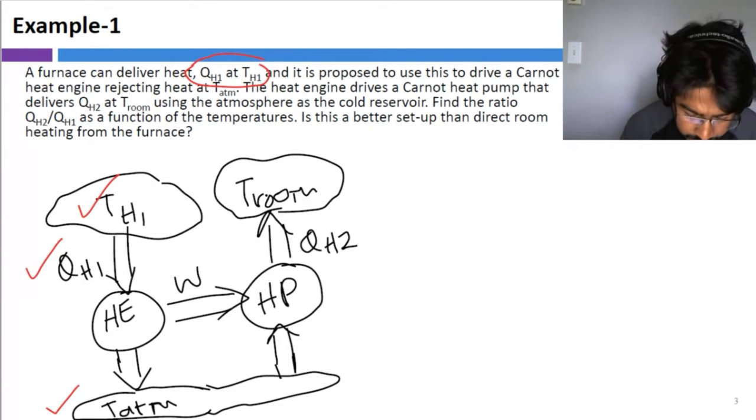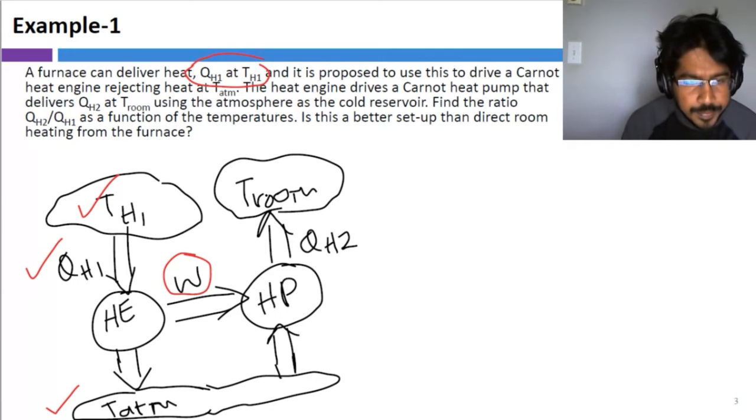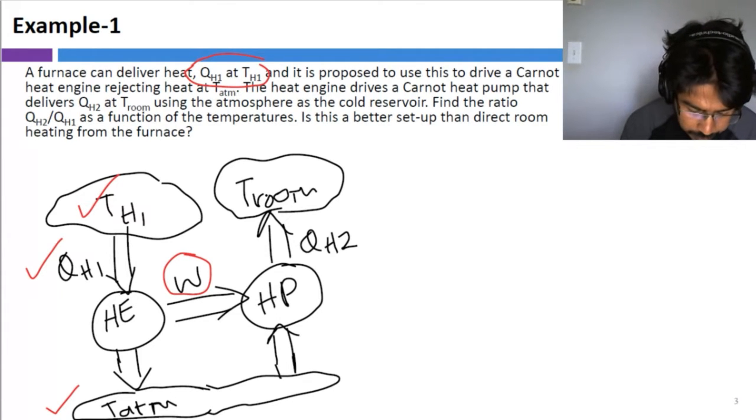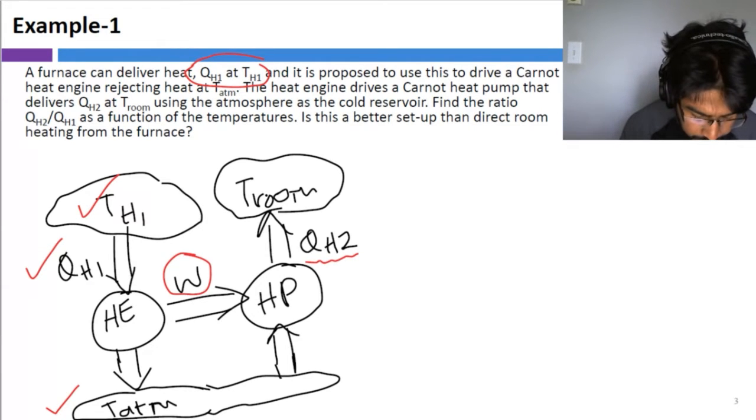And then the heat engine drives a Carnot heat pump. The work coming out of the heat engine, W, is used to drive a heat pump, right? So heat pump absorbs heat from the atmosphere and ejects it to room temperature, and the amount of heat added to the room is QH2. And the question asks to find QH2 over QH1 as a function of temperatures.